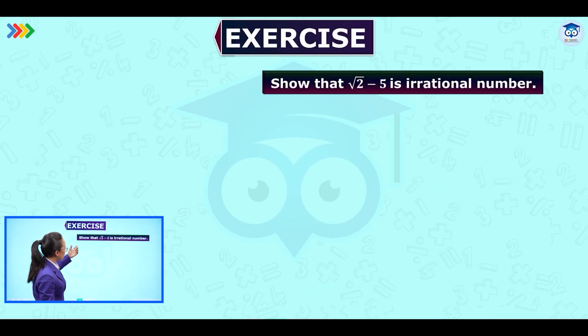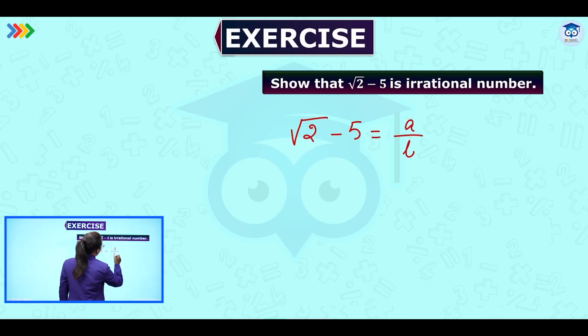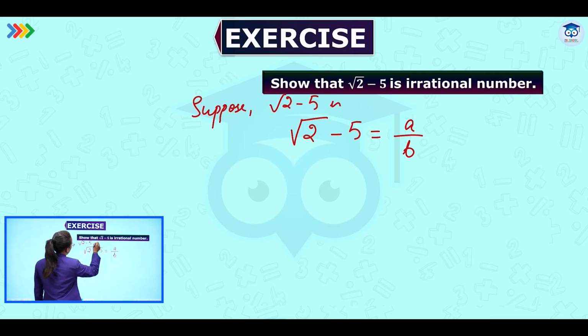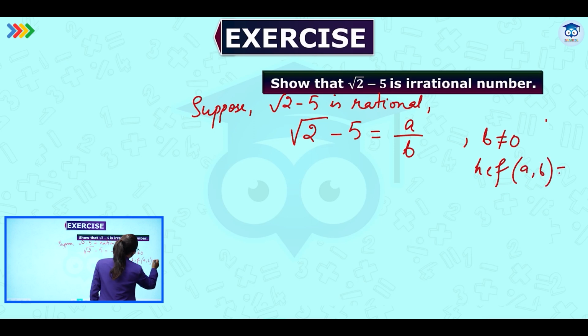Next, we have the next sum. Root 2 minus 5 is an irrational number. So for this also, we will assume this as rational. When we express this as rational, we can express this as a upon b, right, as a contradiction. So suppose root 2 minus 5 is rational, and it can be expressed in the form of a by b, where b is not equal to 0 and the HCF of a and b is equal to 1, right?